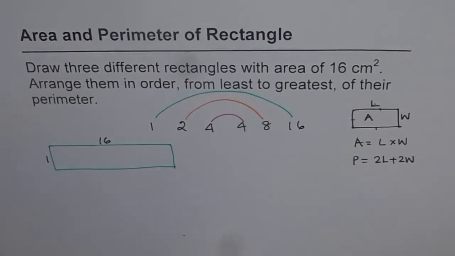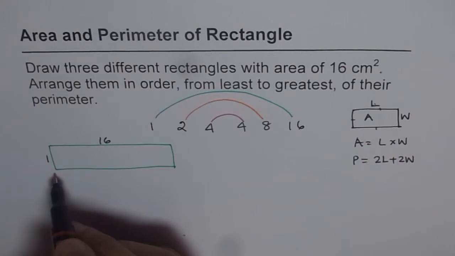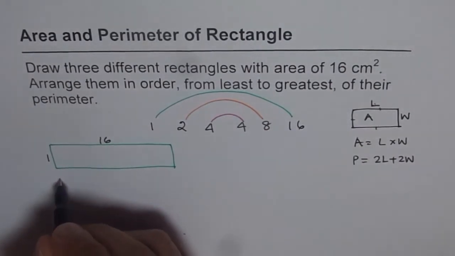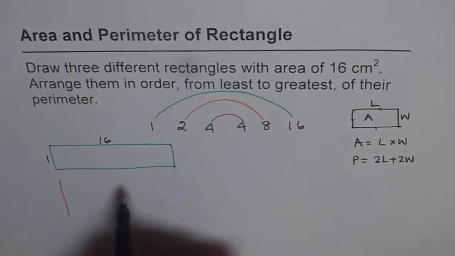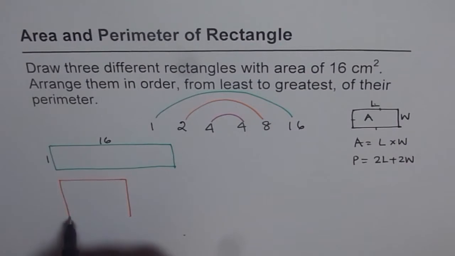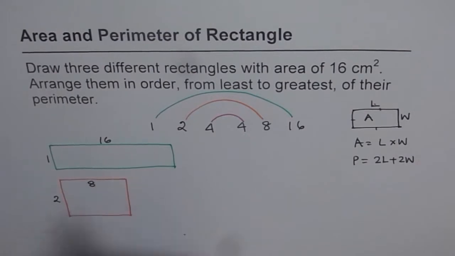Now the second one I'll draw in orange, which has twice the width of the first one, but the length is half. Okay, it works. So we have this one as twice the width and half the length. So this rectangle will have the same area of 16. So we have this rectangle whose width is 2 and length is 8. Let me write here.